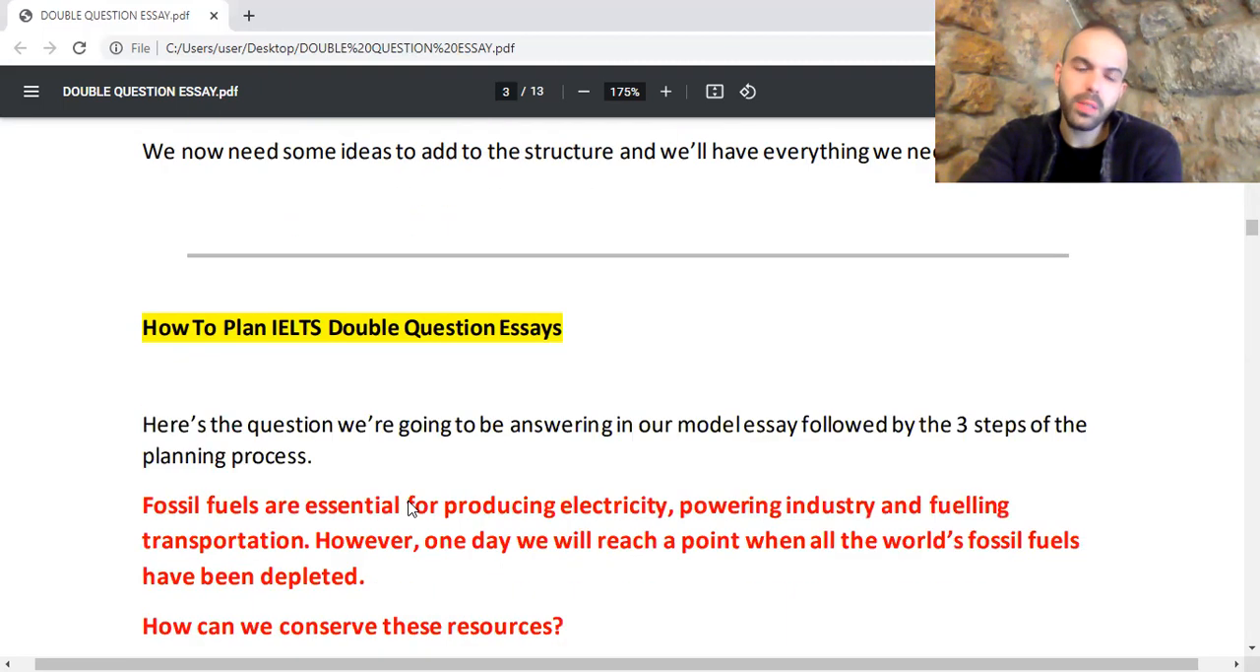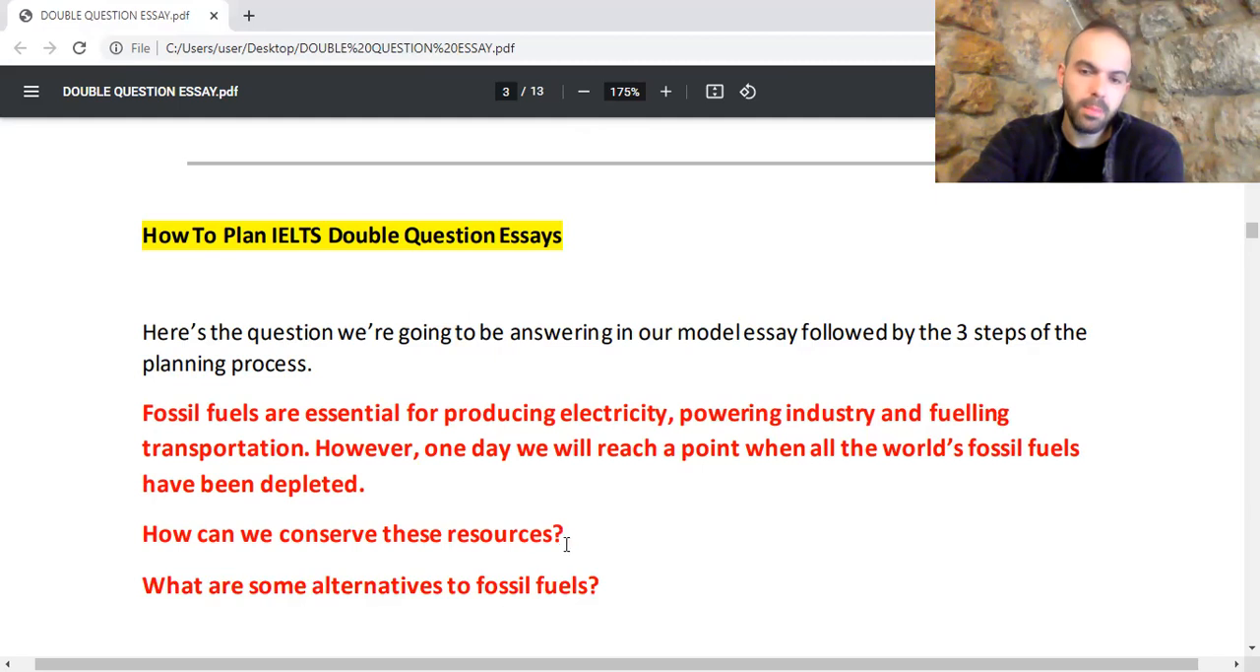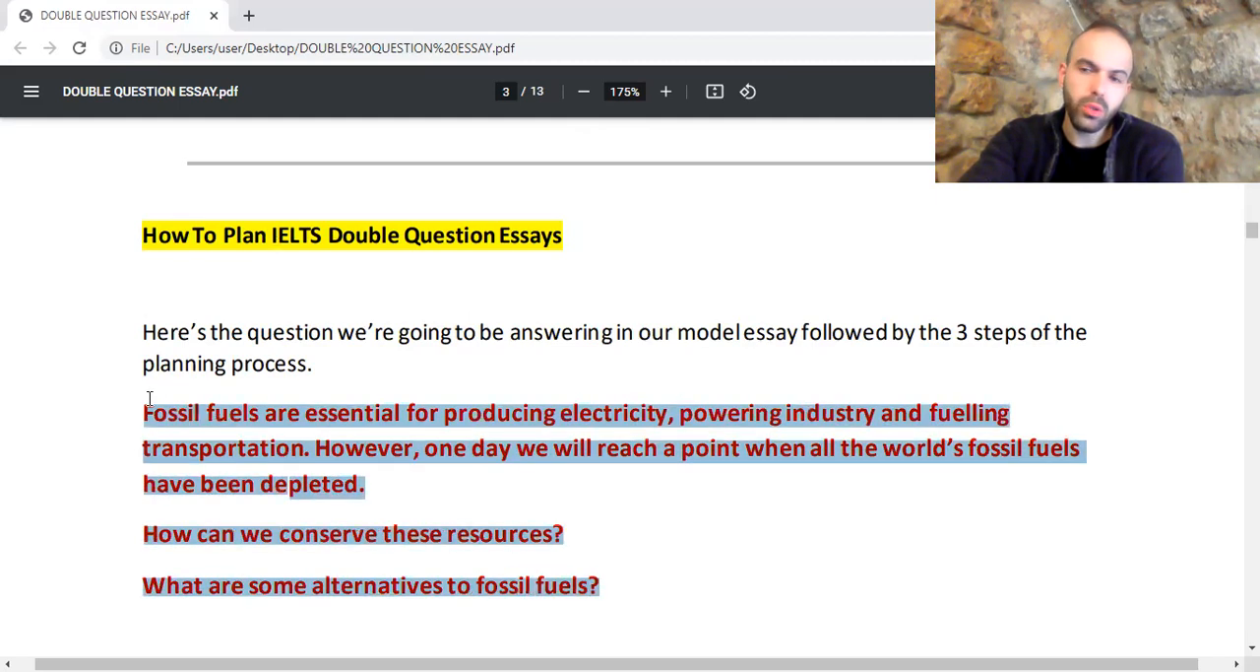So how to plan IELTS double question essays? Here is the question we are going to be answering in our model essay, followed by the 3 steps of the planning process. So that's the question that we are going to tackle. Fossil fuels are essential for producing electricity, powering industry, and fueling transportation. However, one day we will reach a point when all the world's fossil fuels have been depleted or have run out or been consumed. So now we have 2 questions.